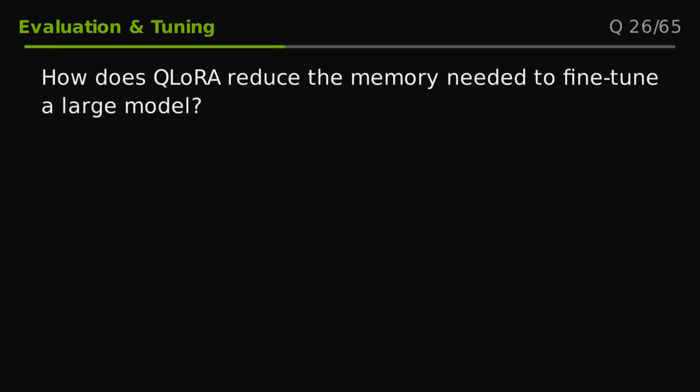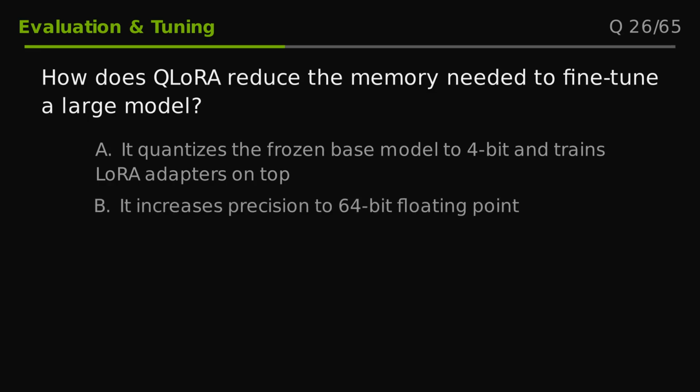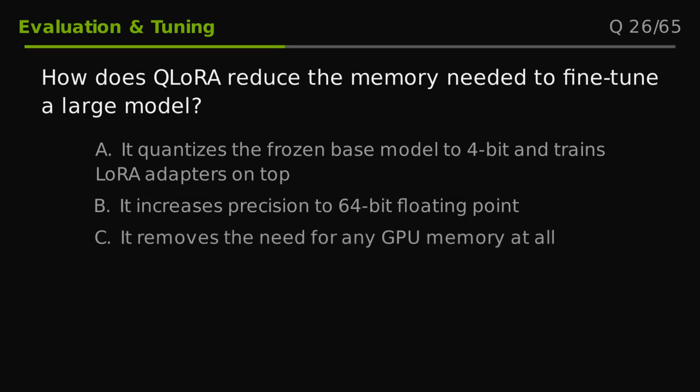Question 26. How does QLoRA reduce the memory needed to fine-tune a large model? Option A. It quantizes the frozen base model to 4-bit and trains LoRA adapters on top. Option B. It increases precision to 64-bit floating point. Option C. It removes the need for any GPU memory at all. Option D. It trains all weights in full precision.